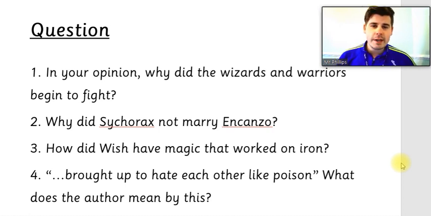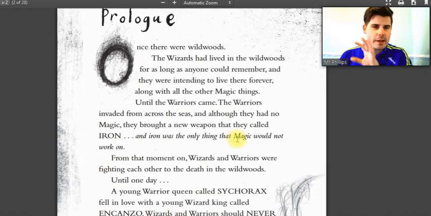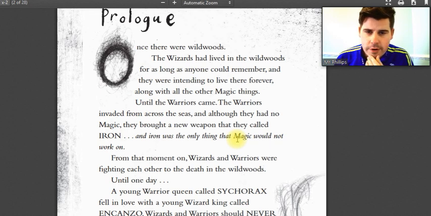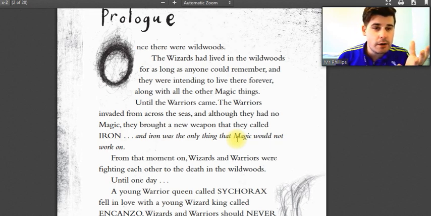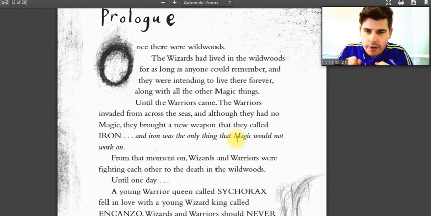In your opinion, why did the Wizards and Warriors begin to fight? So we go back to the text. Now we know that's at the beginning because that was in the original context. So I'm going to start skimming and scanning for fighting words or something that I think might link to that. So the Wizards had lived in the Wildwoods for as long as anyone could remember, and they intended to live there forever, along with all other magic things, until the Warriors came. The Warriors invaded, which we now know means they came and they took over from across the sea, and although they had no magic, they brought a new weapon that they called iron. From that moment on, Wizards and Warriors were fighting each other to the death in the Wildwoods.